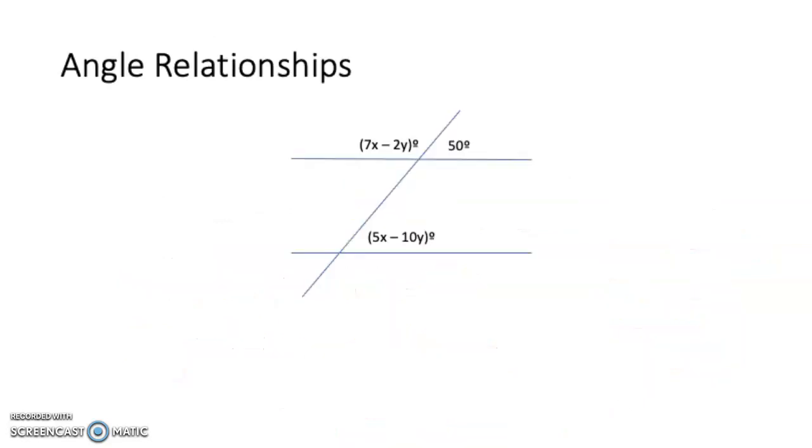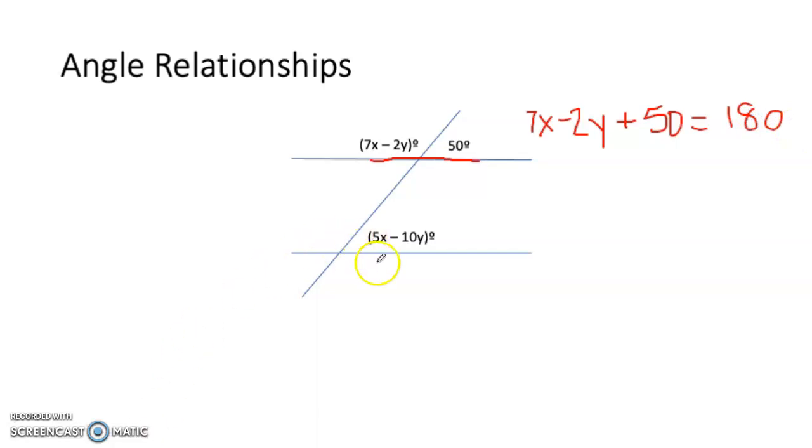All right, the last part of this lesson 17 is angle relationships. And again, we've done this so many times. We learned that the magic number is 180, and anything that makes a straight line equals 180 because they are supplementary angles. So here I have 7x minus 2y plus 50 equals 180.